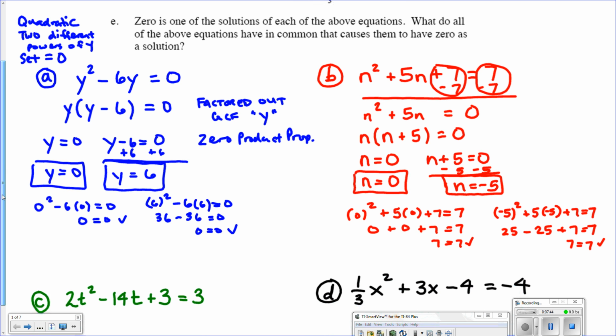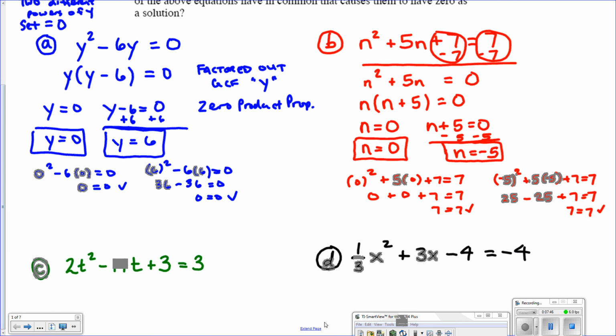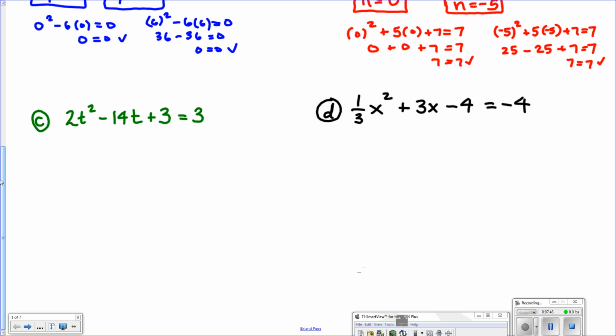All right, so moving on to the third and fourth problems here. For letter C, we have 2t squared minus 14t plus 3 equals 3. Now, if you've been following along with what I've been doing on the first two, maybe you should pause it, try to work out this problem, and see if you can get it before watching me do it here.